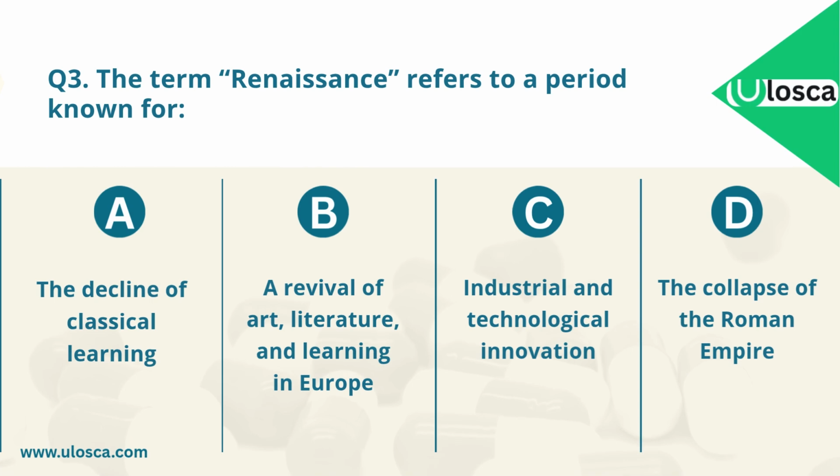Question 3. The term Renaissance refers to a period known for A. The decline of classical learning. B. A revival of art, literature, and learning in Europe. C. Industrial and technological innovation. D. The collapse of the Roman Empire. Which one is the correct answer?